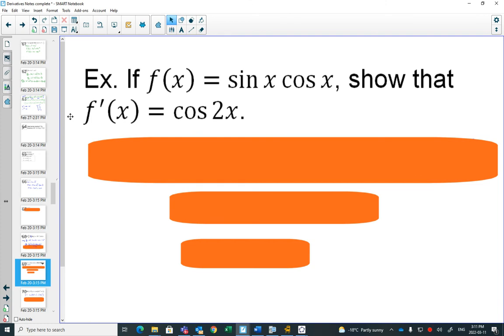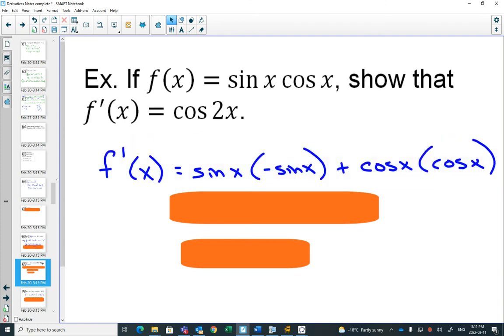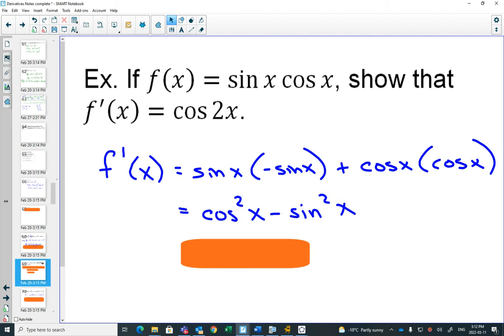All right, how did you do finding your derivative first? There's our derivative with the product rule. Keep one the same, derivative of the second, plus keep the second the same, derivative of the first. Remembering that that negative goes with the derivative of cos, and the derivative of sine is positive cos. You could now rewrite this as cos squared x minus sine squared x.